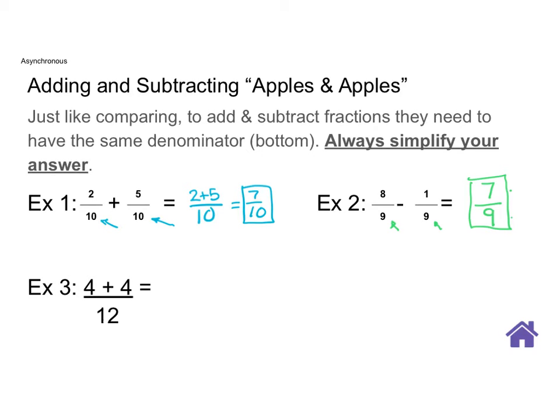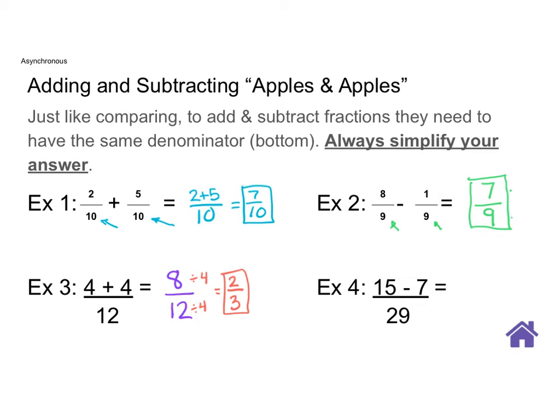So let's look at example 3. I see that I have 4 plus 4 over 12. So I'm going to go ahead and add the 4 plus 4, which is 8. And then the 12 stays the same because I'm talking 12ths, okay? So now, can I simplify? Yes, I can. I can divide the same number on the top and on the bottom. My largest number that I can divide by on the top and bottom is 4. So 8 divided by 4 is 2, and 12 divided by 4 is 3. So I get, as a final answer, 2/3.